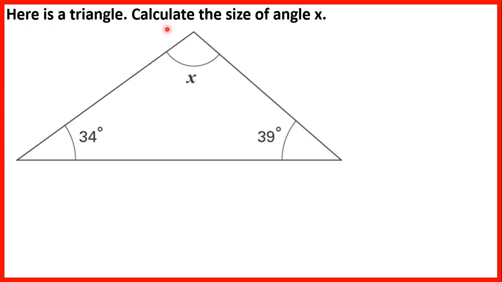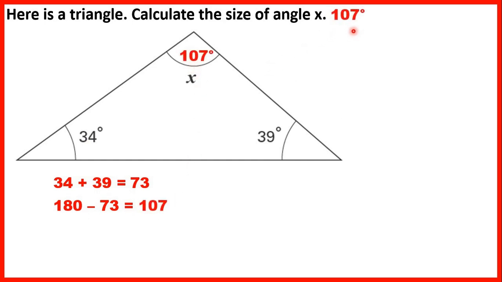Here is a triangle. Calculate the size of angle X. So we need to remember that angles in a triangle always add up to 180 degrees. Now we have 34 and 39, so that's 73 altogether. So 73 plus angle X is 180. So we can work out angle X by subtracting 73, so subtracting the total of what we have from 180, and that gives us 107 degrees.